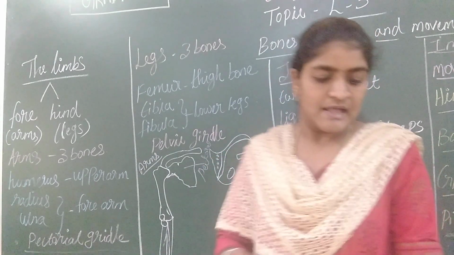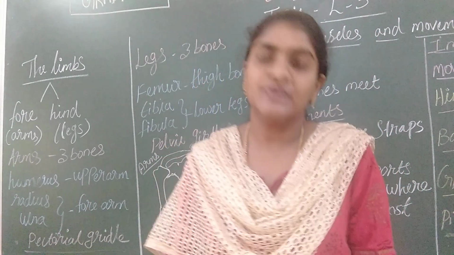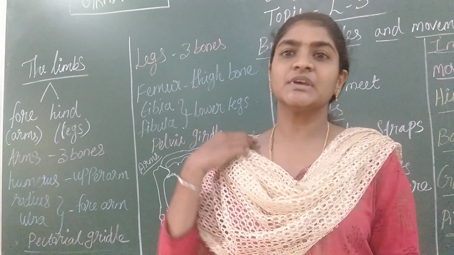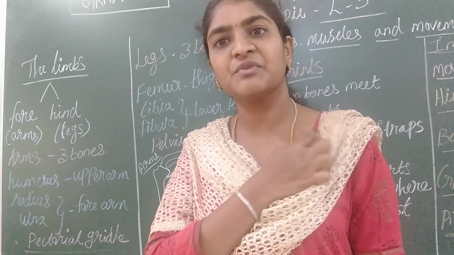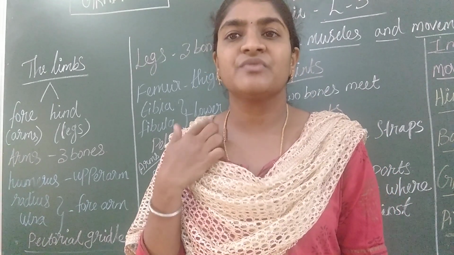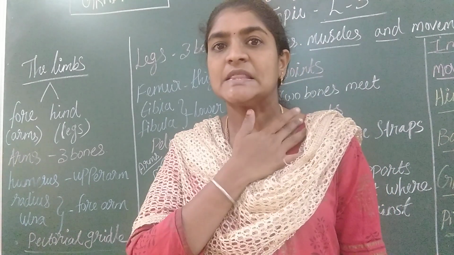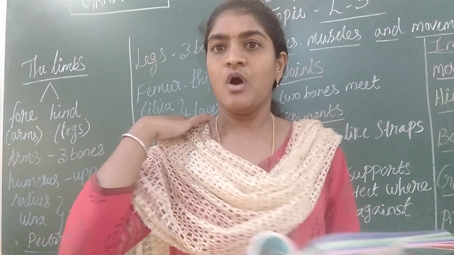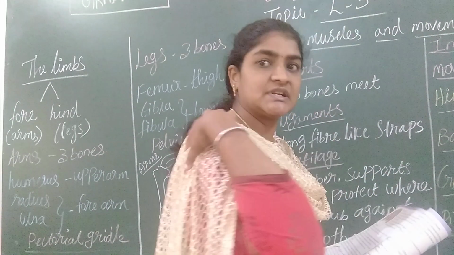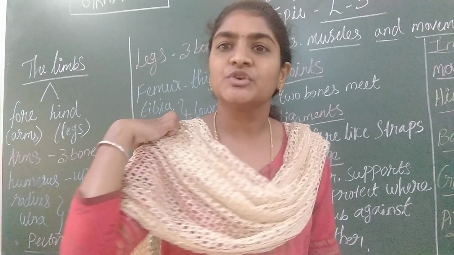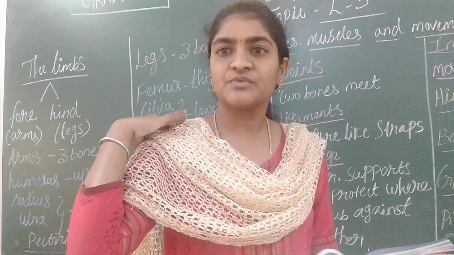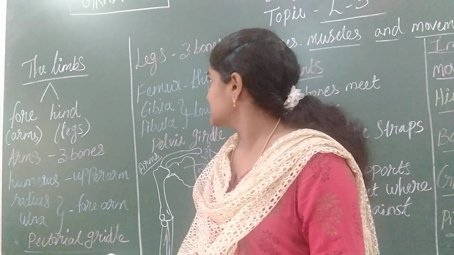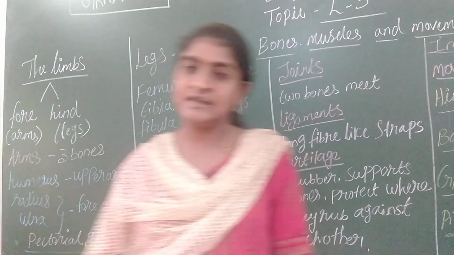The pectoral girdle consists of the shoulder blade and collar bones. Here we have the collar bones. Everyone can touch and feel them. This is a collar bone and this is a shoulder bone. From here, the back side is called the pectoral girdle, and from here only the forelimbs get attached. So next we will move on to the legs.